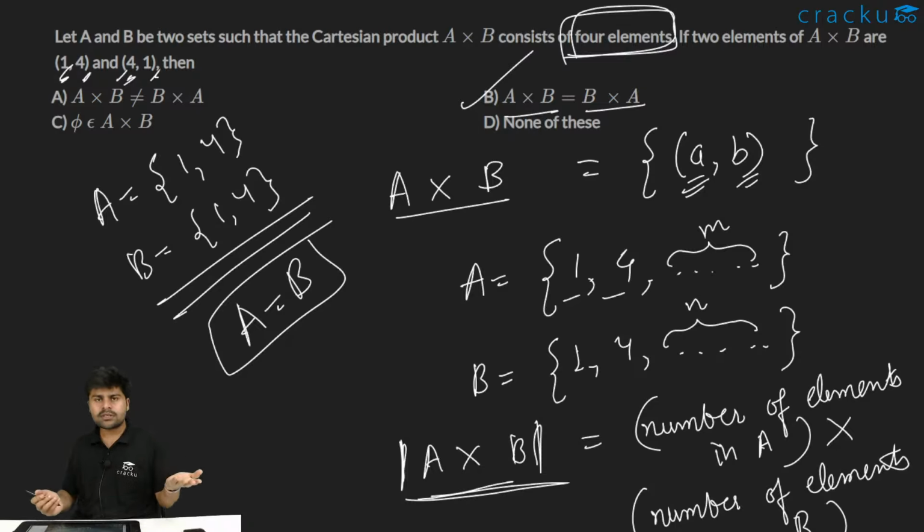This means there are 2 elements here, 2 elements here. So this is only possible when 1 4 and 1 4 is the case. If 1 4 and 1 4 is the case, then A and B are equal sets. If they are equal sets, then their Cartesian products, A cross B, is equal to B cross A. So this is a simple question, not very hard. I hope you understood the Cartesian product and how we solve problems related to that.